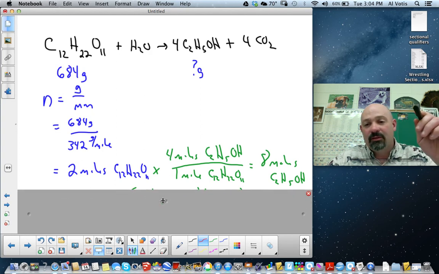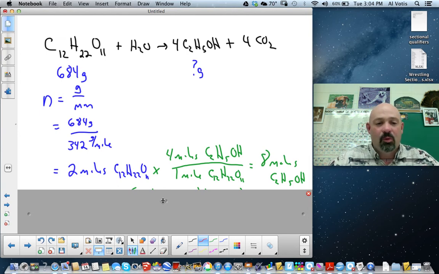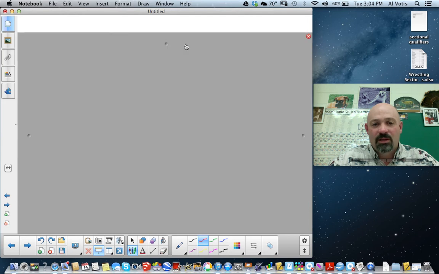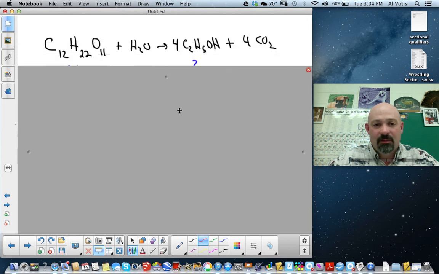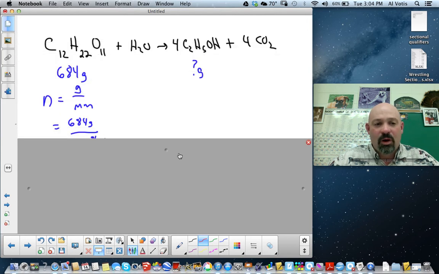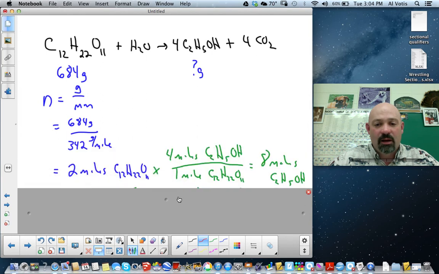How many moles of ethanol do I have? We find that by our mole ratio. So I multiply my moles of sucrose by the coefficient moles of what I want, which is ethanol, over the coefficient moles of what I have, which is sucrose, which is 4 to 1. That tells me I have 8 moles of ethanol.